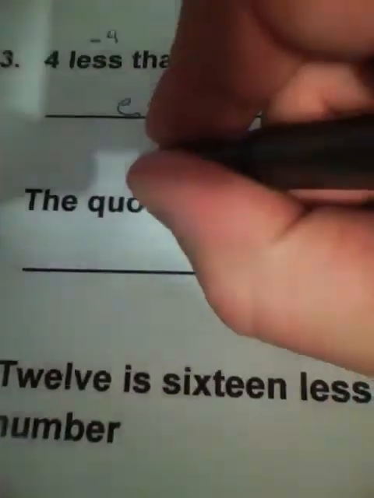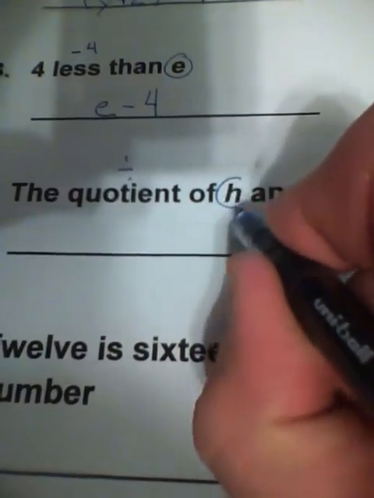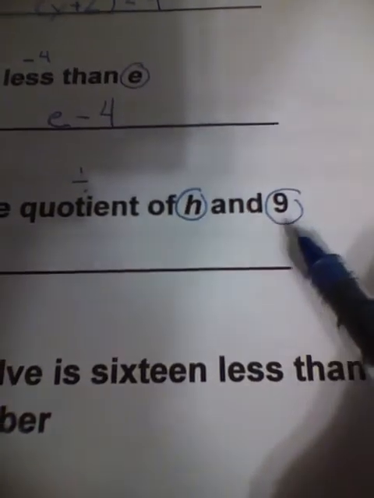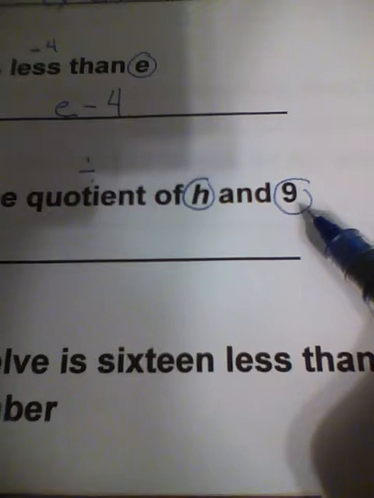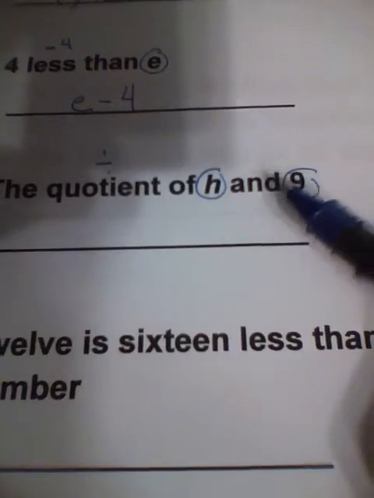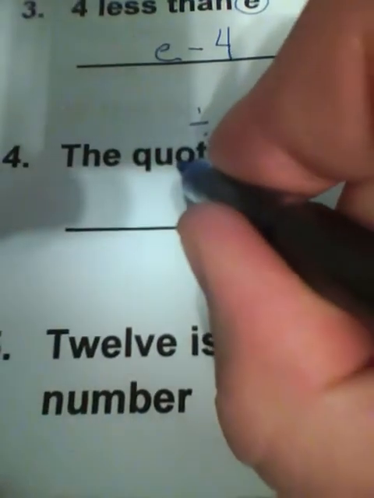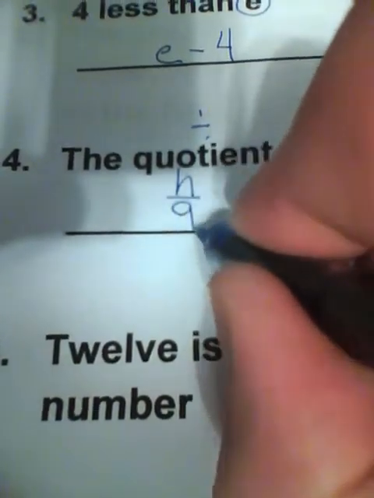Next one. The quotient of h and 9. My paper's going to slip here so you see the next one. The quotient of h and 9. Quotient means to divide. And I want to find the answer to when I'm dividing h by 9. If I divide h into 9 parts, how many are in one part? If I'm thinking about a fraction, which one is going to be my numerator or denominator? I want to break h into 9 parts, so wouldn't it be h divided by 9?